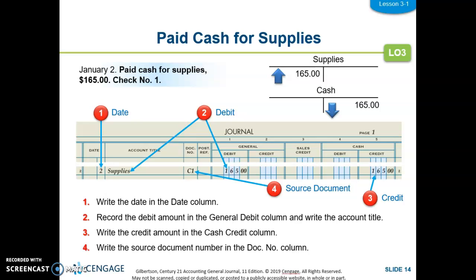If you don't use the post reference column or these other columns where we're not putting in any dollar amounts, don't put in zeros, don't draw lines, just leave it blank and try and keep things neat so that way you can read your own handwriting. So when we add our numbers up later, you don't have to wonder what it is you wrote.